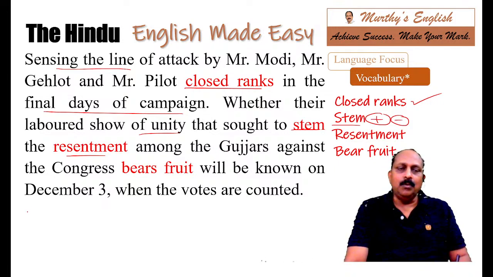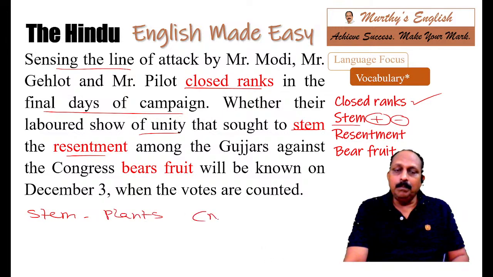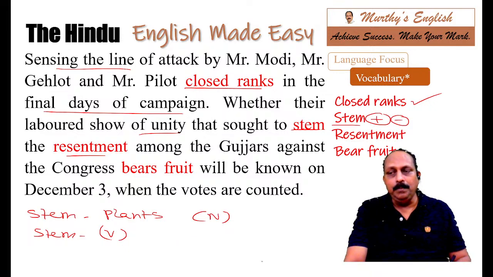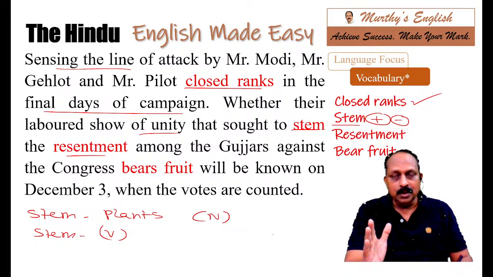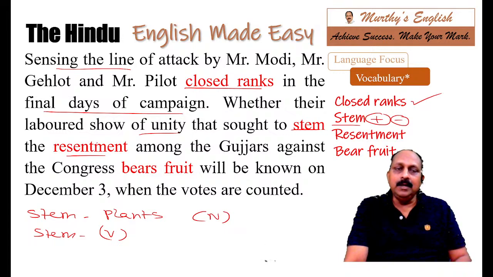And usually, when we talk about stem, we think of plants. There it is a noun, but here stem is what? A verb. As a verb, it has two different opposing meanings. One, to grow, to develop. Second, to curtail, to contain, to stop, control. Whether they labored a show of unity that sought to stem the resentment, means control the resentment among the Gujars against the Congress, bears fruit. An important expression.